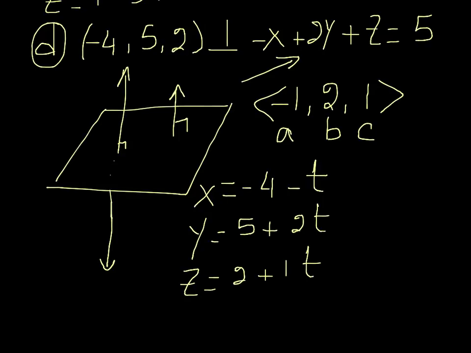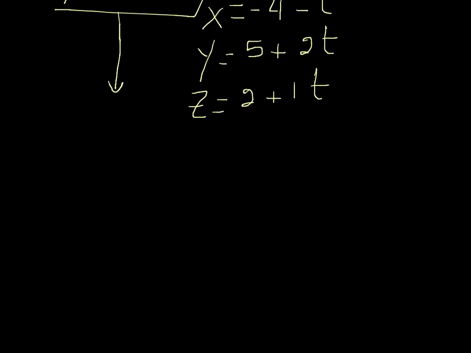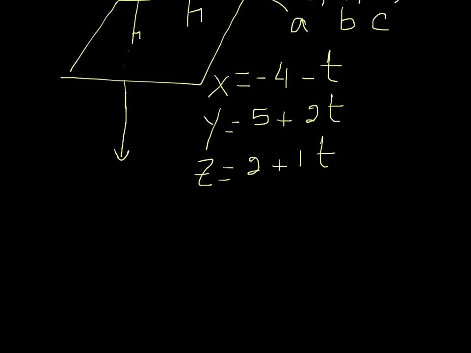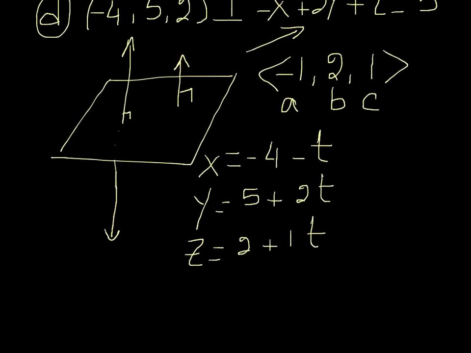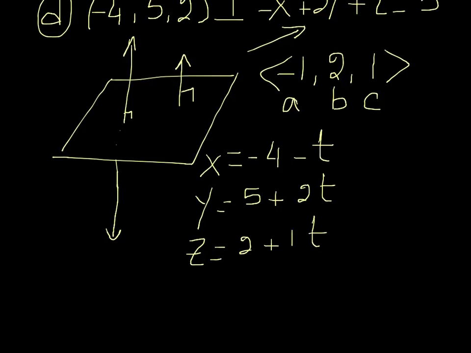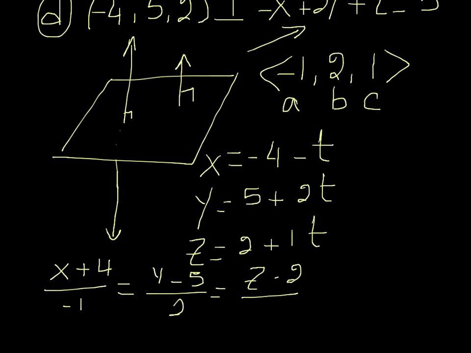To write it in symmetrical form, I don't have the points in front of me anymore. Okay, so it's going to be, hopefully I can fit it in, x plus 4 over negative 1, y minus 5 over 2, and then z minus 2 over 1.